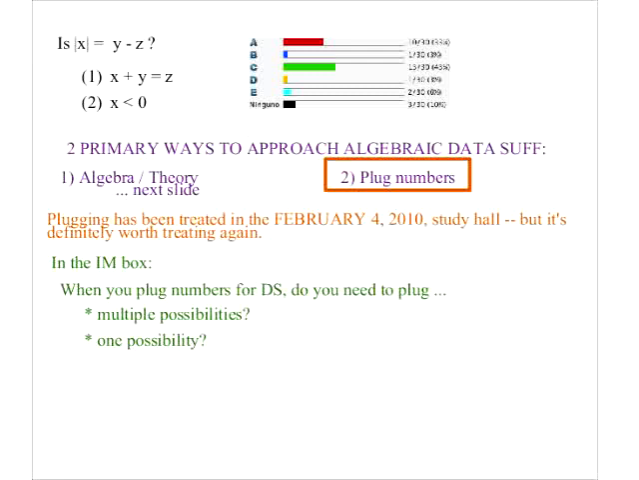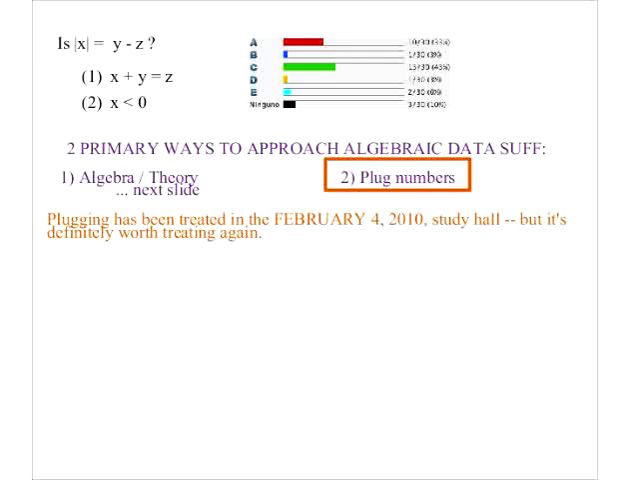Yeah, it looks like you guys definitely have this one. You need multiple possibilities, and let's talk about why. For some problems it's negative and positive, like this problem, for sure. But for other problems, it's basically just a whole bunch of different possibilities. So when you approach data sufficiency with plugging, you need to plug in multiple diverse possibilities.